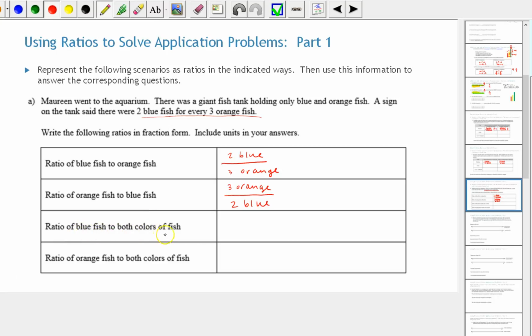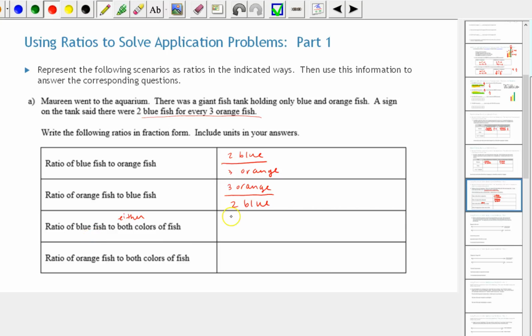Ratio of blue fish to both colors of fish. I didn't want to say blue fish to total fish because there's not 5 fish in this tank. This is the ratio of fish. Some people said both colors of fish, some people said either color fish. By both colors, I didn't mean the fish were both blue and orange. You could put either color, but basically you want them to see this is both or either type of fish combined. If you can think of a better way to say that, please let me know.